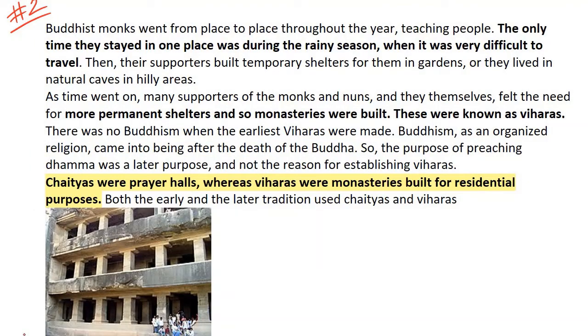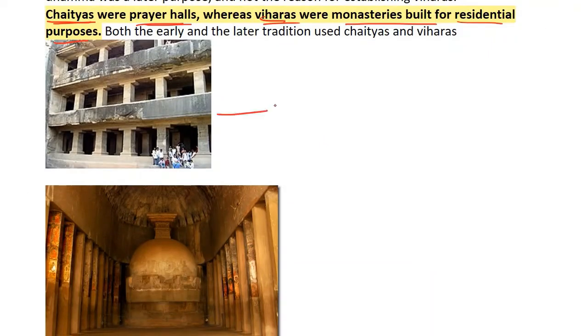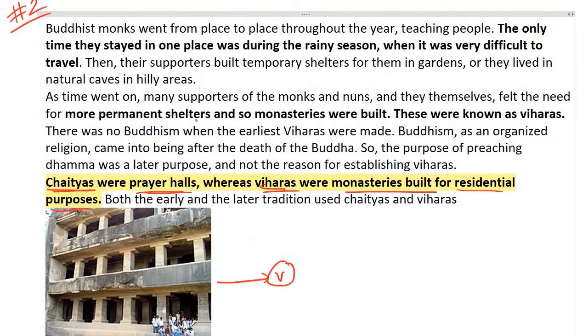Next quick fact is about Chaityas and Viharas. In the Buddhist times, Chaityas kya the? Basically, Chaityas are prayer halls, whereas Viharas are basically monasteries that were built for residential purposes. So in दोनों में बस एक difference याद रखिएगा. This is pretty common. So these are Viharas and these are prayer halls known as Chaityas. And see, these Buddhist monks.